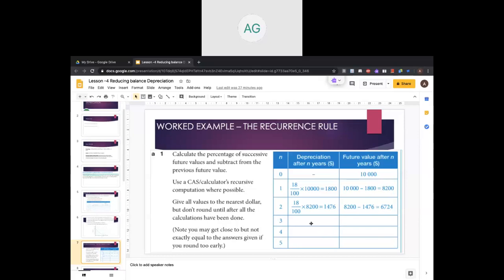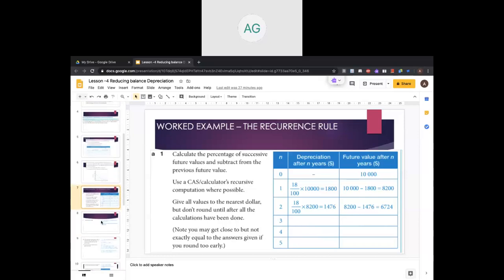Next year, you would be doing 18% of 6,724, and then whatever you get, you deduct that from 6,724. So you keep on doing that. That's reducing balance depreciation. We can also use a CAS calculator to do that, just do the 18% of 10,000 and enter. I'll show you in maybe the next video how to do that on CAS, but you can do it like that.